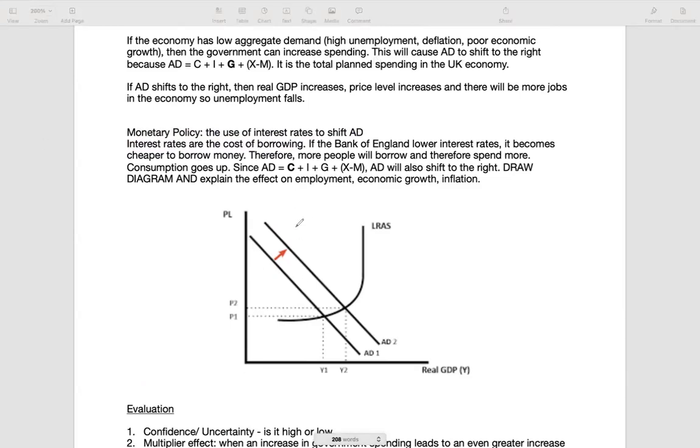But if the multiplier is high, I increase it that much and then it leads to it increasing even more, which is really good. But if it's low, then I'm trying to increase it that much, but it only increases this much. That's the multiplier.